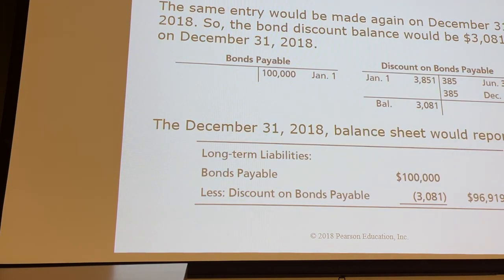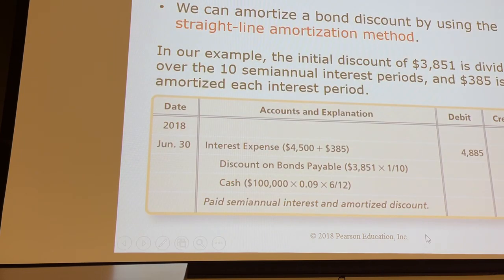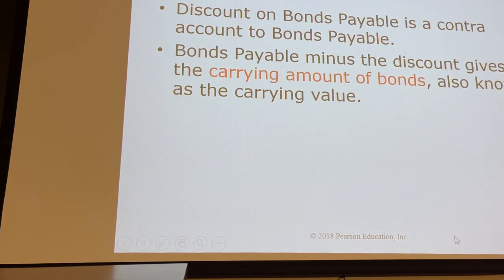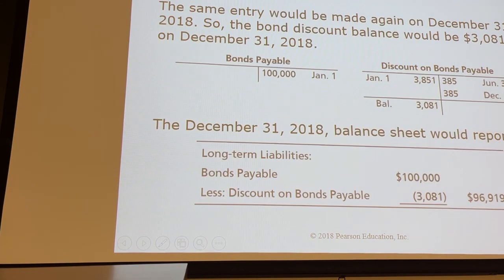Now, if two amortization periods go by, two interest payment periods go by, you see here what happens to the T account. What are you doing here? What happens to the T account that's called discount on bonds payable? Now the discount is down to a balance of $3,081.